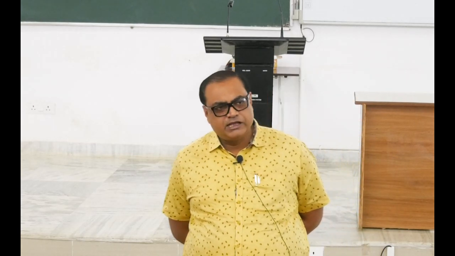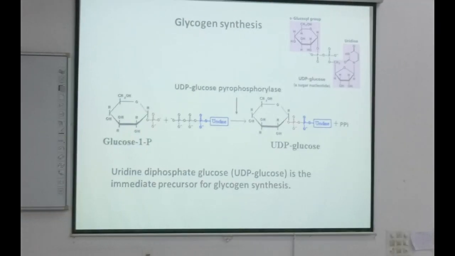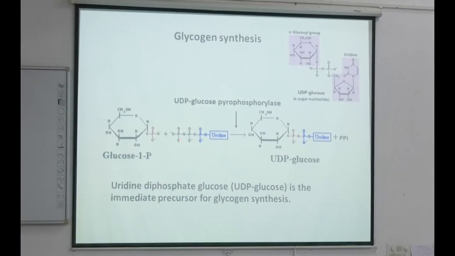So here the first step is formation of the carrier molecule. Glucose 1-phosphate plus UTP. Now UTP itself is a high energy compound. Being itself a high energy compound, it does not require ATP to provide energy. Breakdown of the gamma phosphate provides enough energy. Sorry, not this phosphate. This beta and gamma are removed.